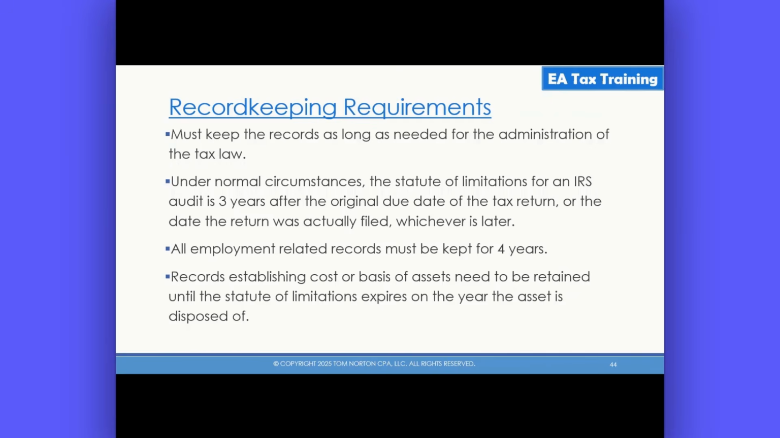You'd have to wait the whole 30 years, and then the year you sell it, you have to wait for 3 years after that tax return is due to get rid of those documents. So you need to keep them for that long. So you need to think about that when you're thinking about file storage and all of those things. Again, you can also keep an electronic copy, and I certainly would do that. But for those more important and larger assets, you want to keep that paper copy as well.